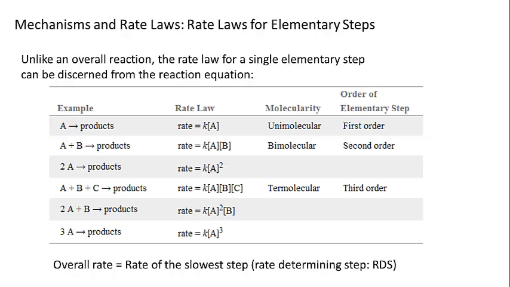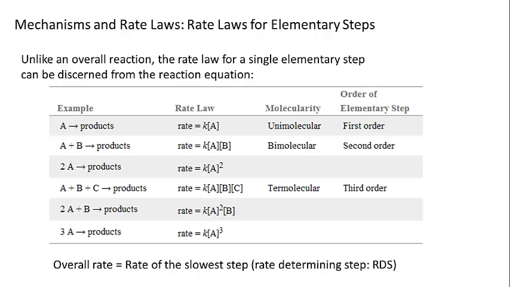Now we're going to talk about mechanisms and rate laws. And the idea is that you don't really use mechanisms to predict rate laws. What you do is you use rate laws in order to confirm or try to confirm or rule out mechanisms that you propose. You always know the rate laws experimentally and then try to figure out what the mechanism is from that.